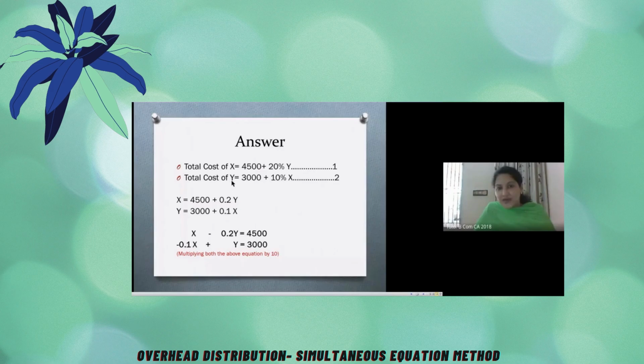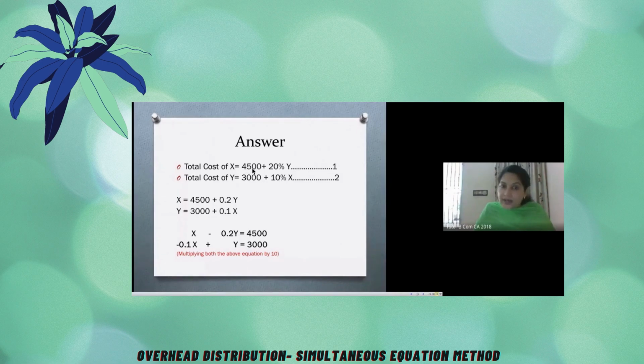I'm sharing Y's 10% with X, but the remaining 90% should be with production departments A, B, and C. So that should be shared between the production departments A, B, and C. The same is the case for X.